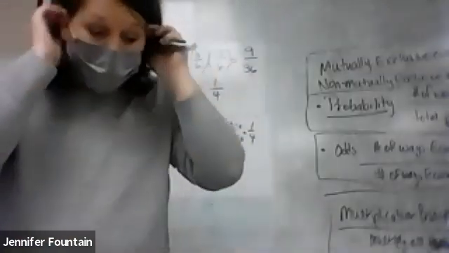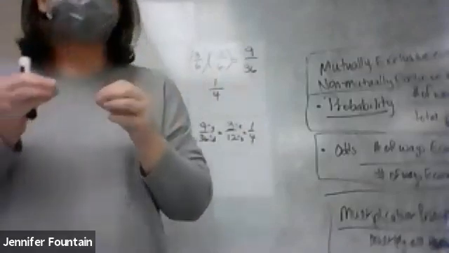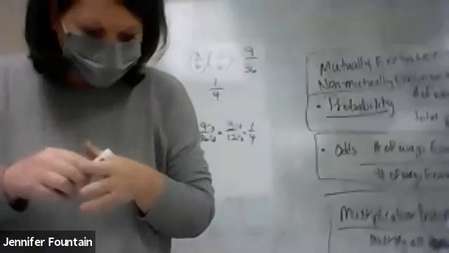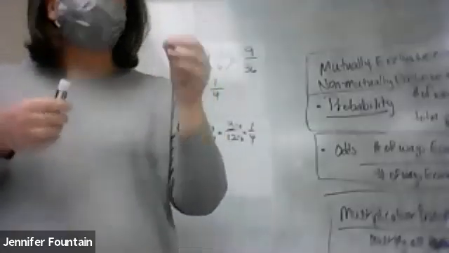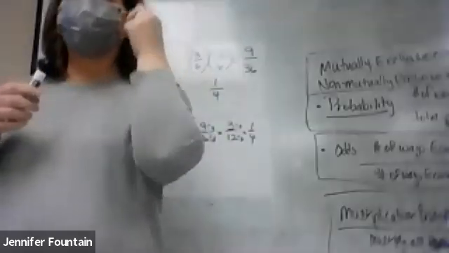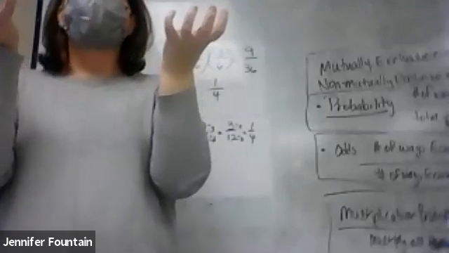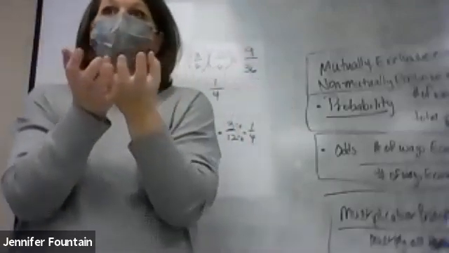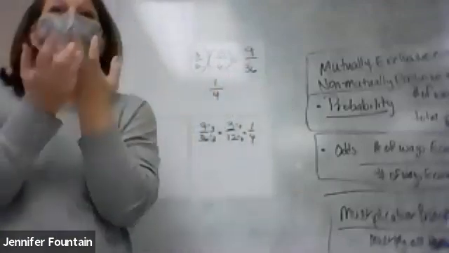Number 15, how many possible outcomes are there when rolling a pair of dice? Okay, so think about when I'm rolling a pair of dice. How many possibilities do I have on one die? 6. How many do I have on the other one? 6. What do I have when they are combined? 36. 36, good, yeah. So I'd have to multiply them together.